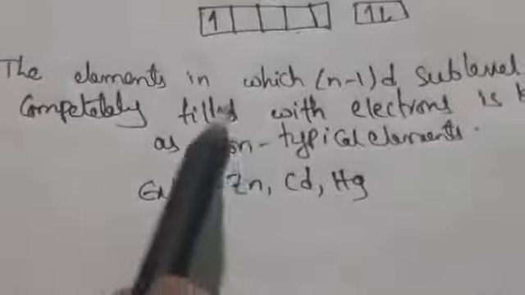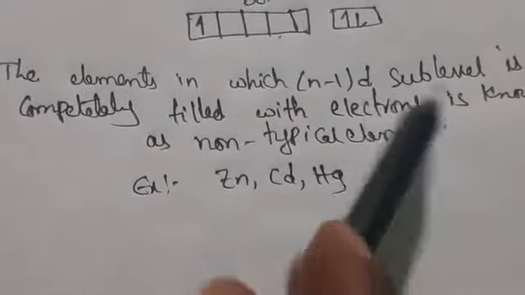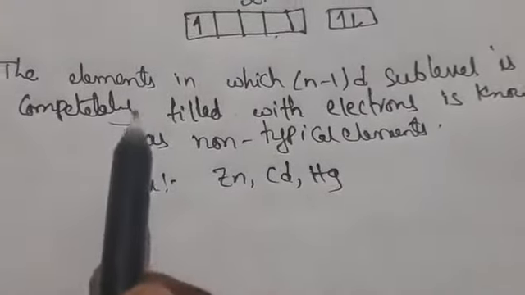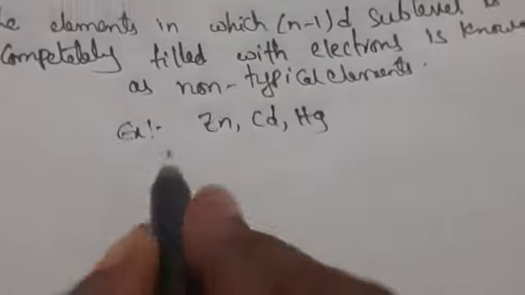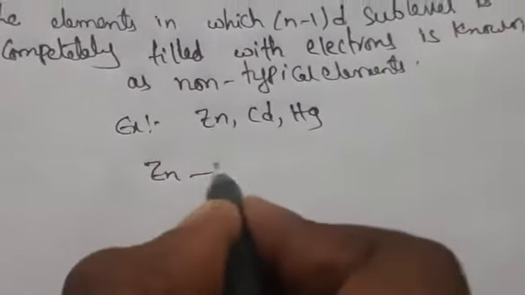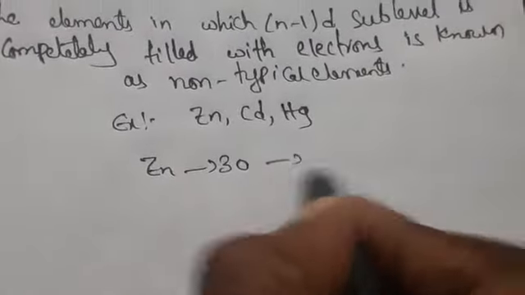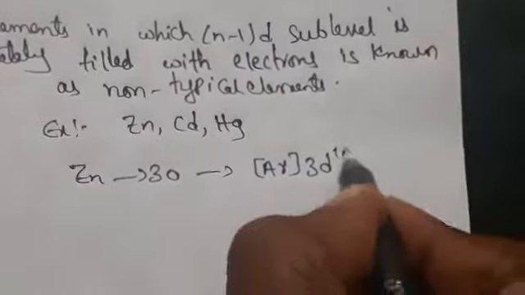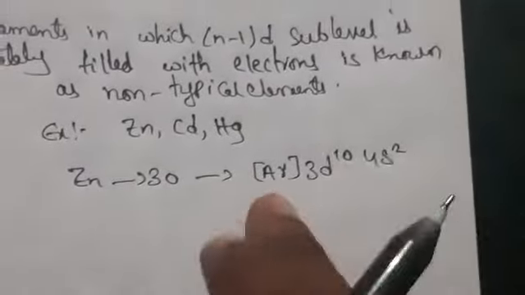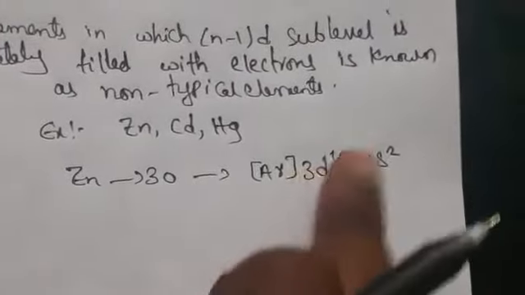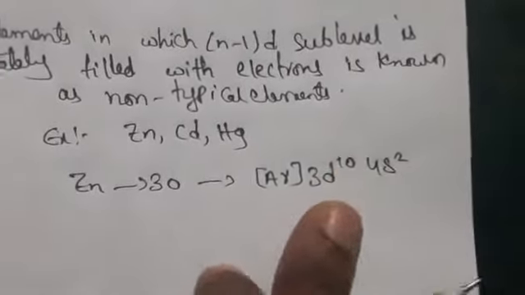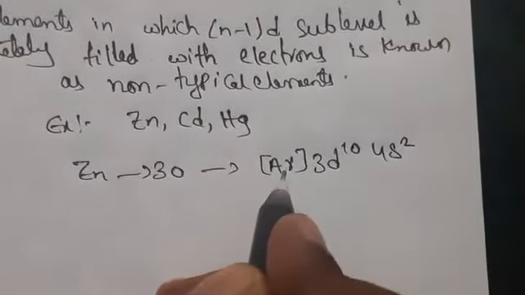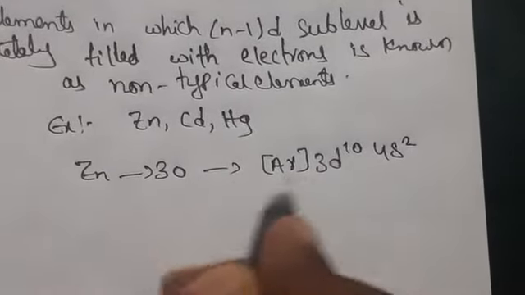So the definition I told you: the elements in which the n minus 1 d sublevel is completely filled with electrons. Now let us take zinc. The atomic number is 30. The electronic configuration we write is argon 3d10 4s2. 18 plus 2 is 20, 20 plus 10 is 30. So argon has atomic number 18, a noble gas element.